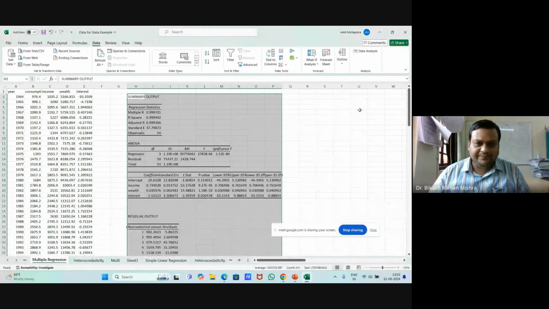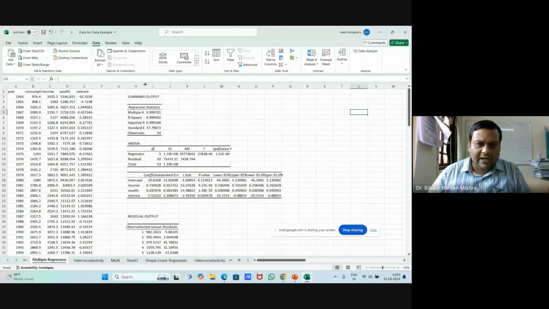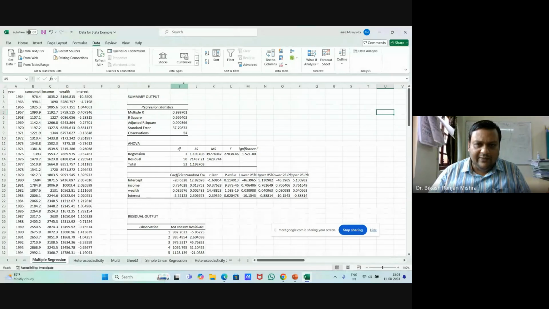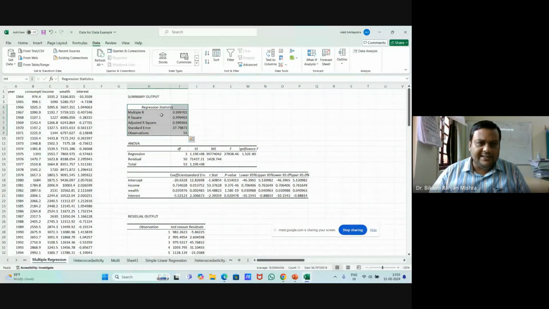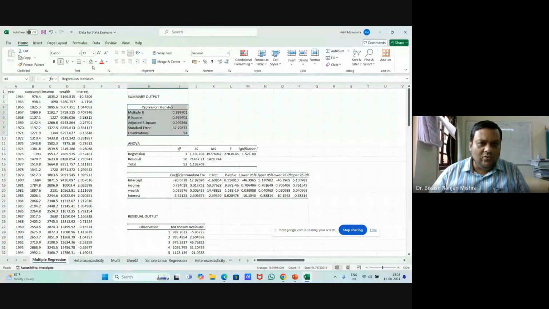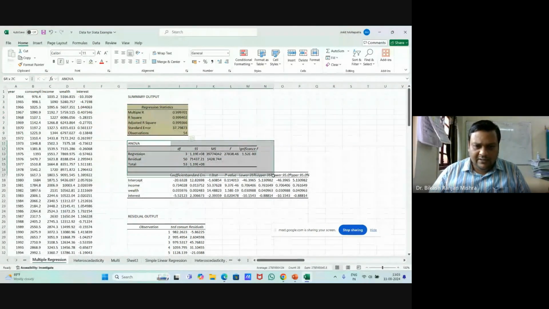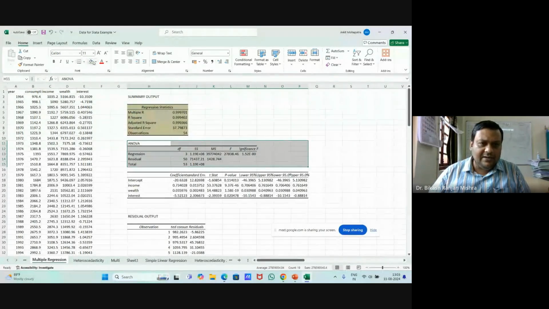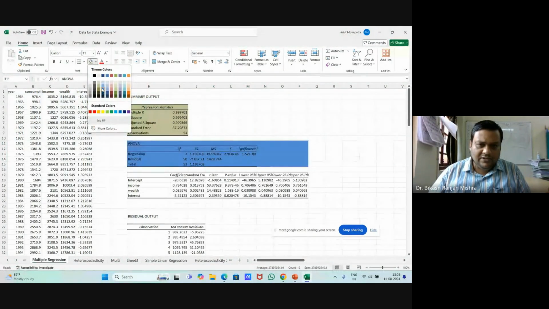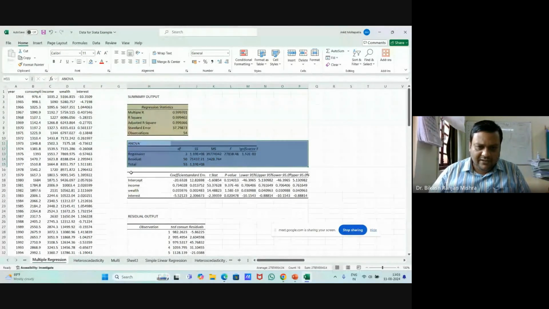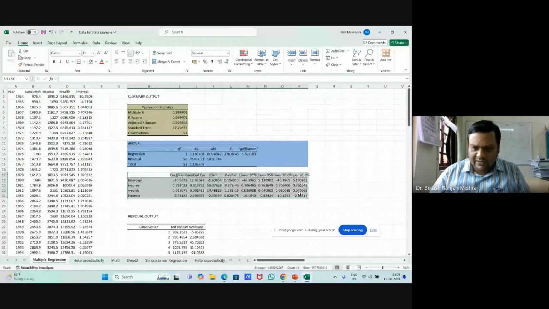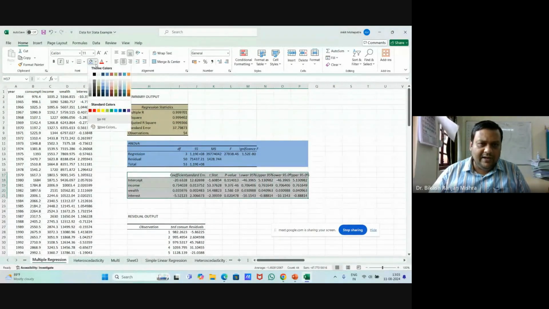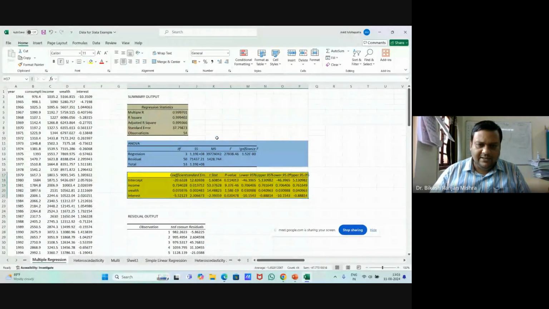And then press OK. As you can see, in a manner similar to what was available previously, the summary output gives us three phases of analysis. One is the regression statistics. The second part of the story is your ANOVA table. Then coming to the intercept and coefficients, this is the finding, which may be kept a little bit yellow.